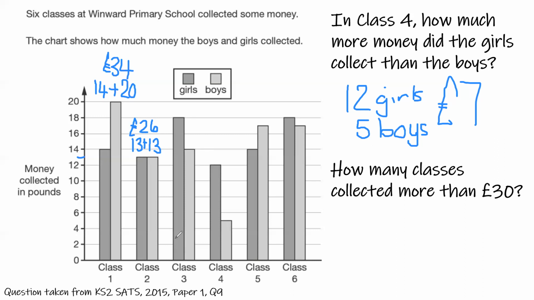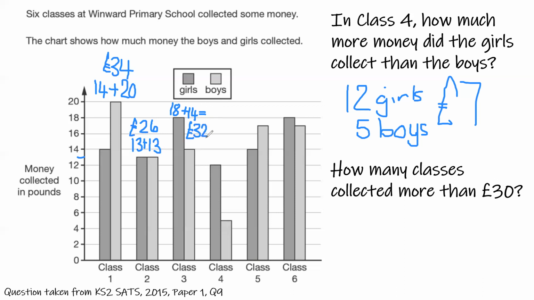Now we'll move on to class 3. Noticing a pattern here, we're doing exactly the same each time. So we look at class 3, we read across, so the boys bar comes across at 14 and the girls bar comes across at 18. So if we add those two together, we've got 18 plus 14. If we add 8 and 4, we get 12. 10 and 10, then we get 20. So 20 plus 12 is 32. This one's got £32.